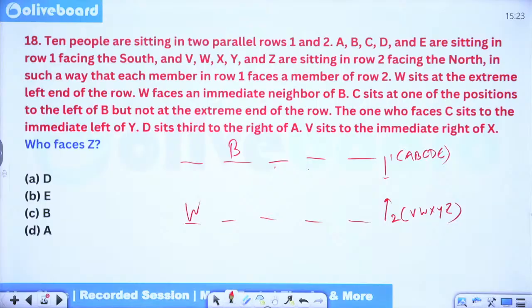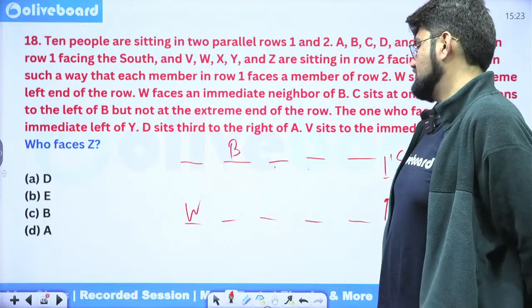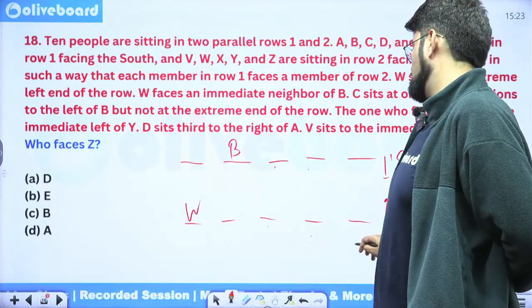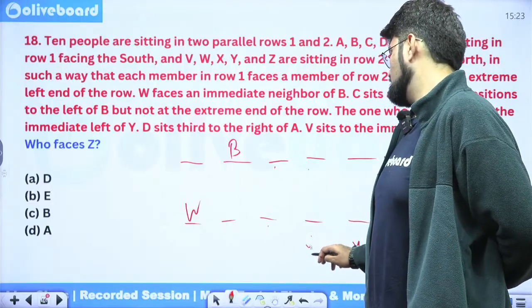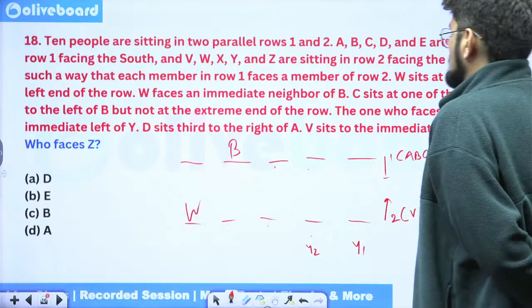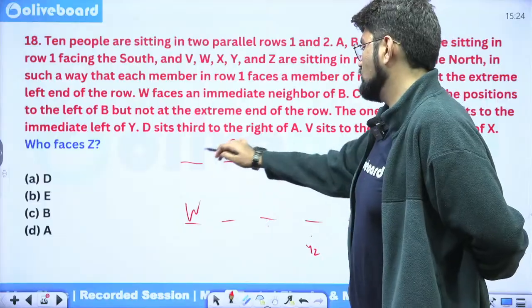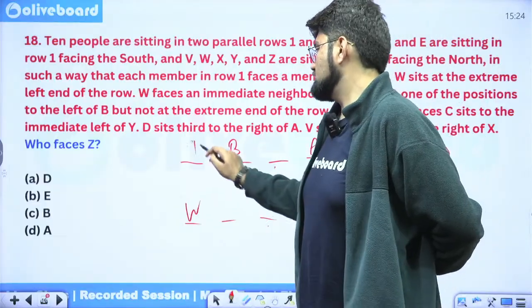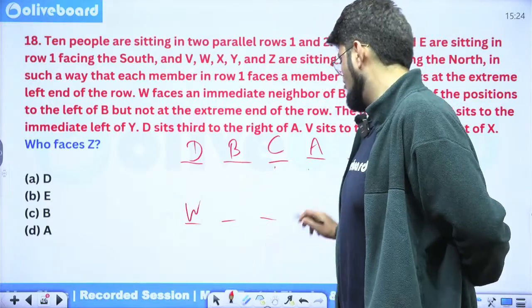The one who faces C sits to the immediate left of Y. So again, the one who faces C can be either here or here. So we can have Y1 sitting here and Y2 sitting here. Correct? Immediate left of Y. D sits third to the right of A. So if A is here, 1, 2, 3 is not possible. A has to be here. There is no other possibility. That means C is sitting here because she's not at the extreme end. That means Y is the correct answer here.